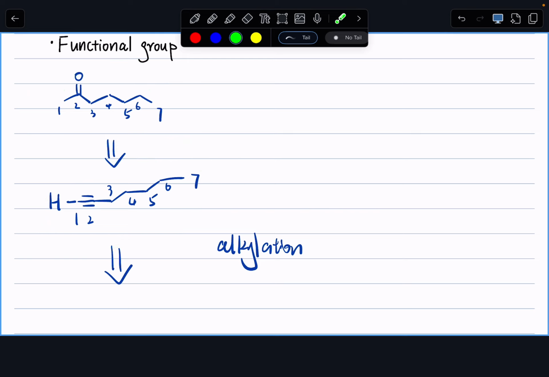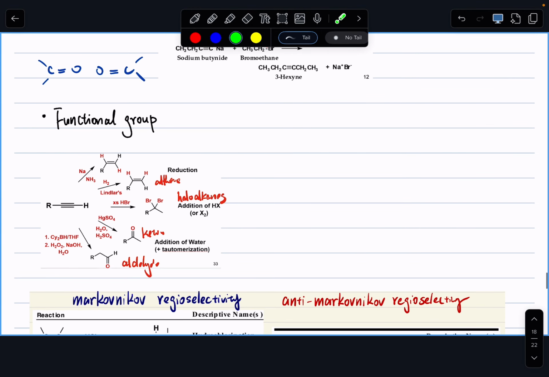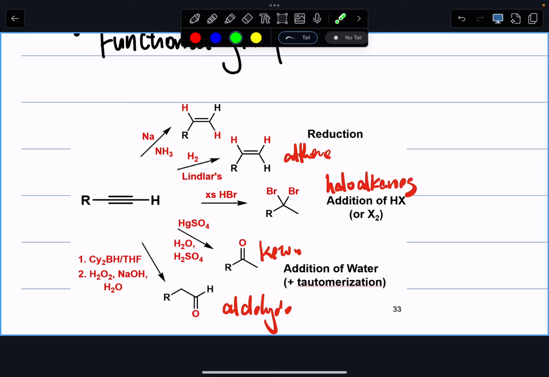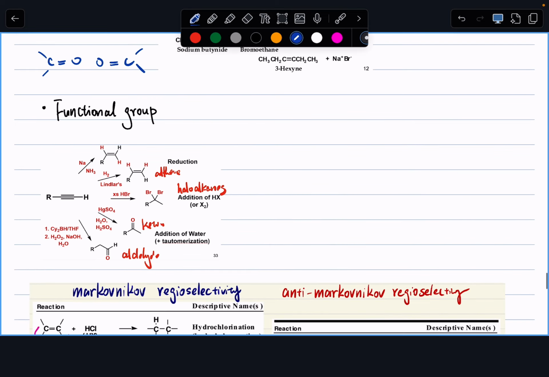That goes back to our list of reactions. So coming back, we have an alkyne and you want to convert it into a ketone. So that's the addition of water under acidic conditions. Yes?